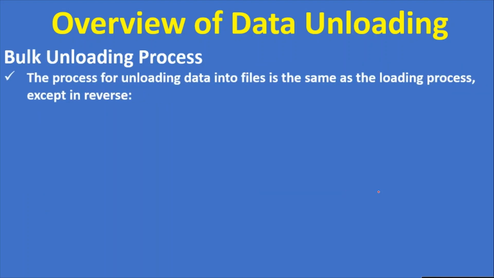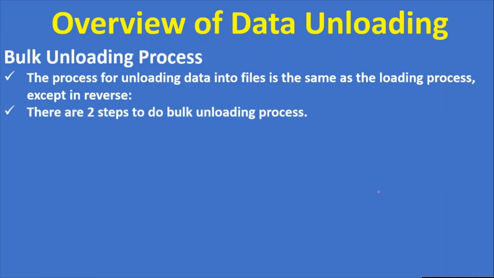Bulk unloading process. The process for unloading data into files is the same as the loading process. So we have to use the copy command. Just as you load the data from a flat file into the Snowflake database, in a similar way we use the copy command here, except in reverse: we have to swap the file names and table name. Instead of table name, we specify our stage. Instead of stage, we specify the table name. That's all. Simple reverse.